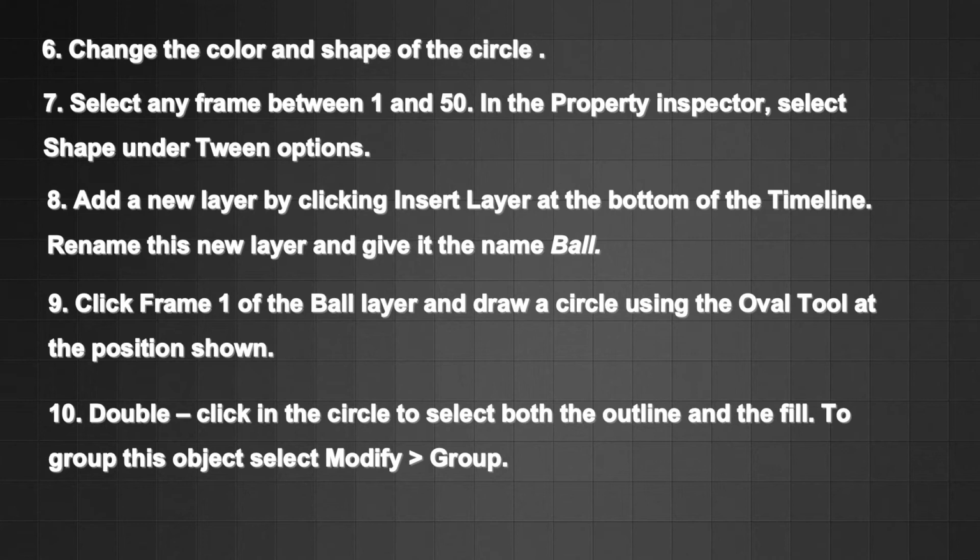Add a new layer by clicking Insert Layer at the bottom of the timeline. Rename this new layer and give it the name ball. Click frame 1 of the ball layer and then draw the circle using the oval tool at the position shown. Double click the circle to select the outline and the fill. To group this object, select Modify, Group.